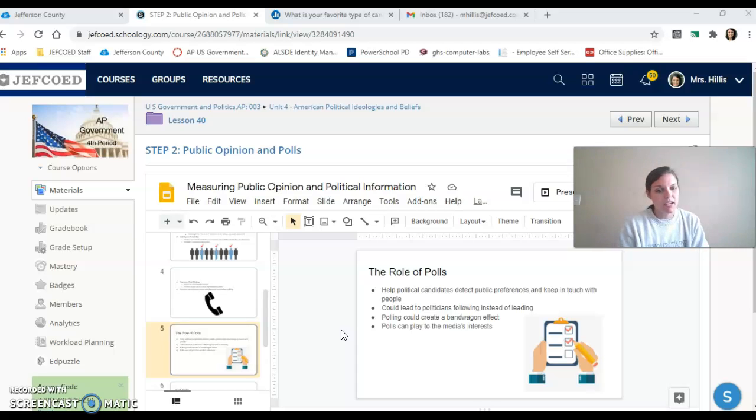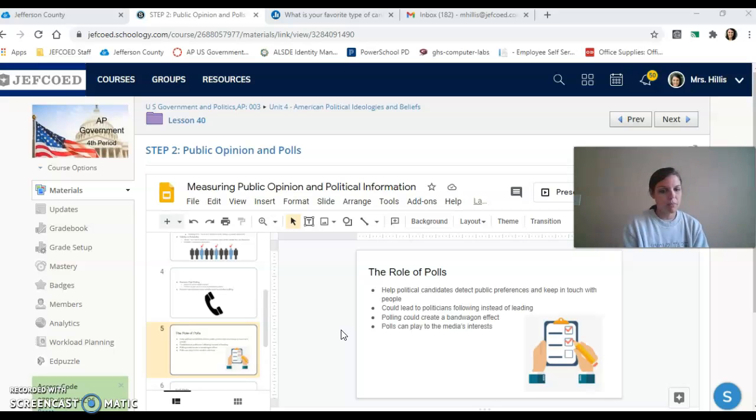It helps political candidates detect public preferences and keep in touch with people. It can lead to politicians following instead of leading, which is a problem. Many times, depending on what the polls are saying, politicians might make adjustments based on that rather than leading and then seeing how that turns out. And that could be problematic because we are putting these people in place to lead, not to follow. So politics is always playing a role.